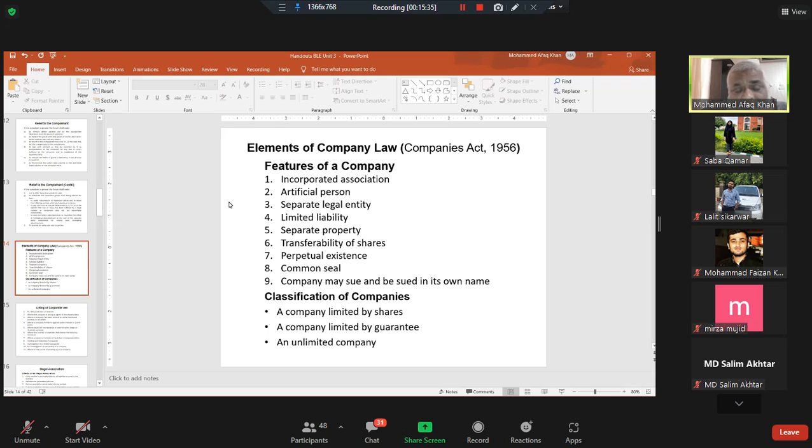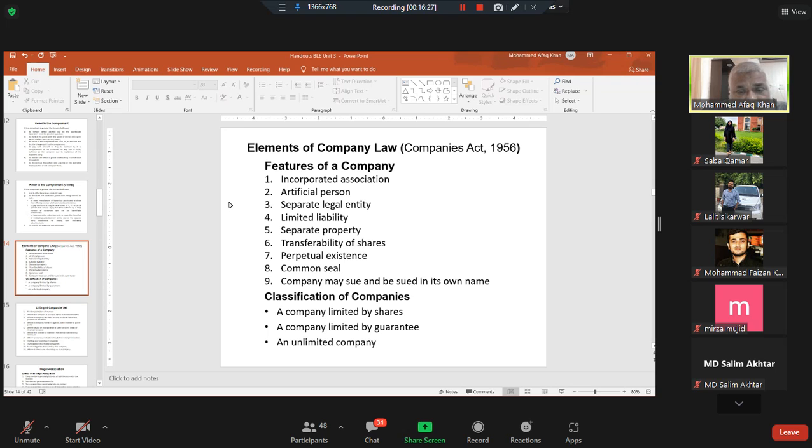Likewise, there's a company which is limited by guarantee. Members have a liability up to the extent of the money which they guarantee, so at the time of the winding up of the company, they would be called upon to contribute that particular amount which they guarantee. And there's an unlimited company where the members have unlimited liability. In case of the winding up of the company or paying the debts of the company, each member can be called to contribute in full relating to the paying of debts by the company.